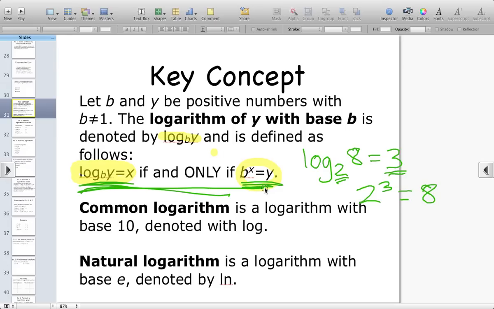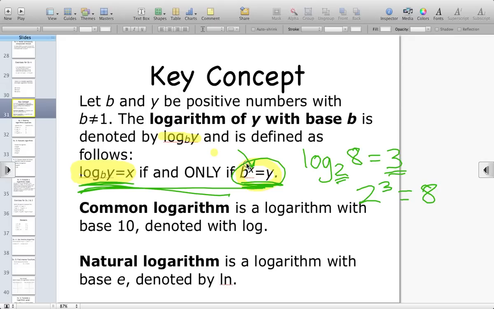So, why do we need to know about logs? Well, I have an exponential function, and I need to solve for x. I need to figure out what that exponent is. I can't take the root of it. This is not like x squared. This is more like 2 to the x power. How do I figure out what x is? So we're going to talk about some ways of doing that.